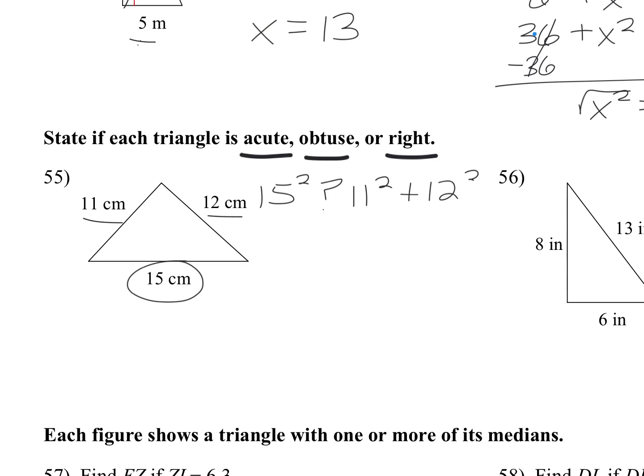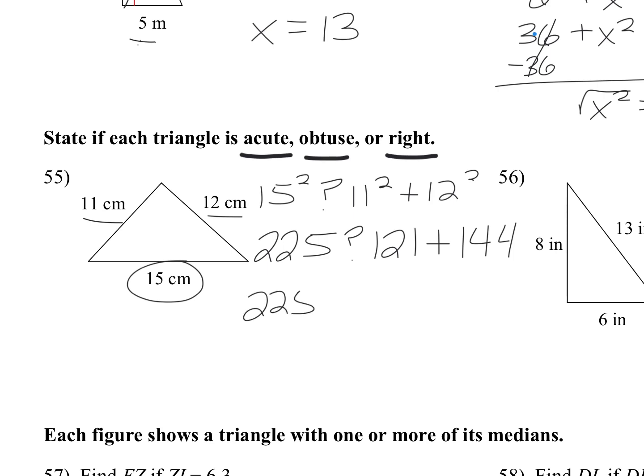Why the question mark? Solving, 15 squared is 225. What's 11 squared? 121. 12 squared? 144. We keep simplifying each side until we're down to one number. The left side, we have 225. What do I get on the right side? 169. Wait, 265.